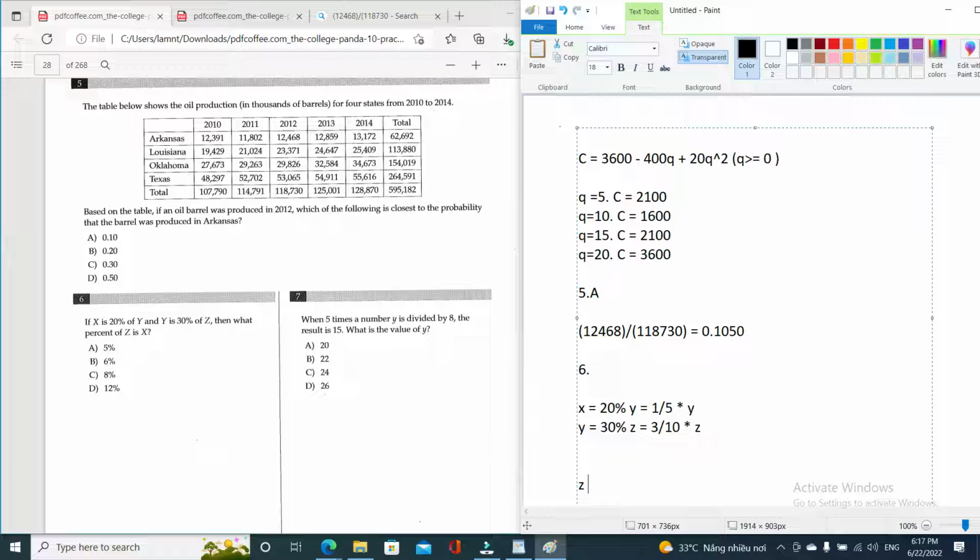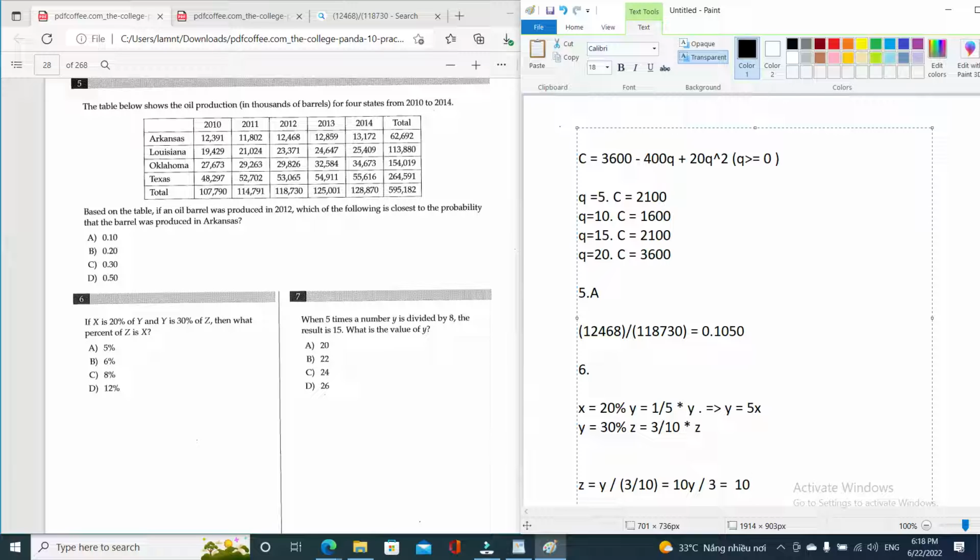So Z is Y divided by 3/10. So that is 10Y over 3. But Y here is equal to 5x, right? 5x. So this is equal to 10 times.